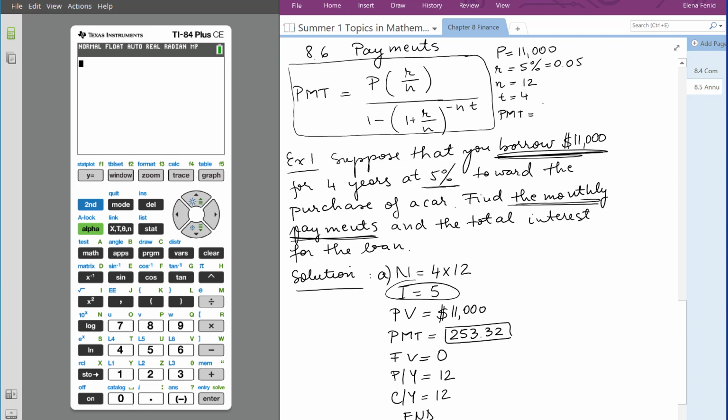So it's going to be 11,000 times 0.05 over 12, everything divided by 1, sorry, no parentheses. And I'm going to erase this from here just to make some room and to be neat here. 1 minus 1 plus 0.05 divided by 12 to the power of negative 12 times 4.